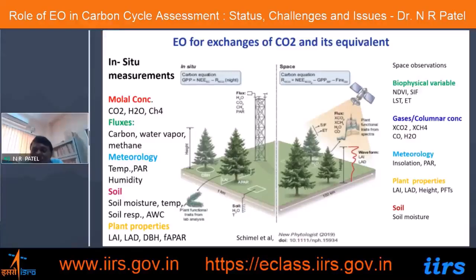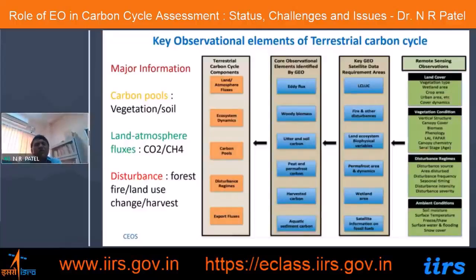Then plant properties. Nowadays, leaf area index and height can be estimated very accurately from LIDAR and other kinds of sensors. Plant functional type you can map. LAI also, leaf area index. Now the MODIS LAI product is available for the last 20 years. So here are the key observation elements of the terrestrial carbon cycle, particularly with respect to the carbon pool, land atmosphere fluxes, and disturbance, particularly forest fire, land use, and crop harvest.